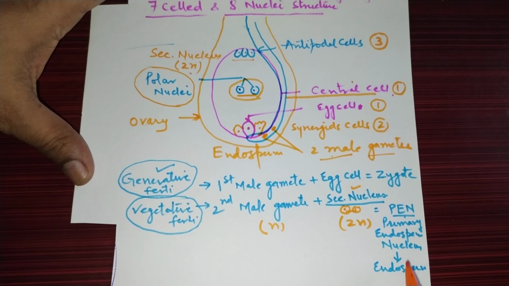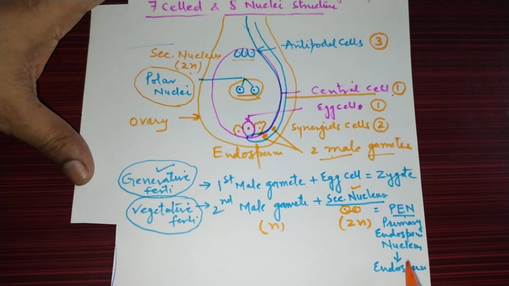The first fusion, in which the zygote is formed, is known as generative fertilization. The second, in which the PEN is formed, is known as vegetative fertilization. So in this way, the 2 processes of fertilization occur simultaneously in this ovary, in the embryo sac. That's why it is known as double fertilization.